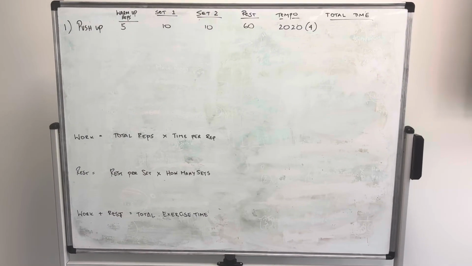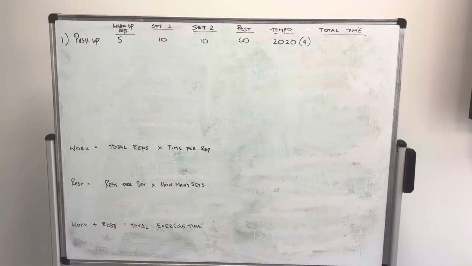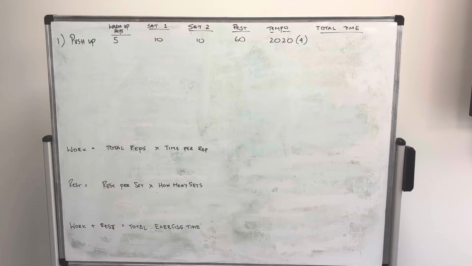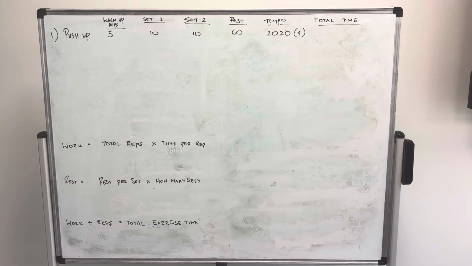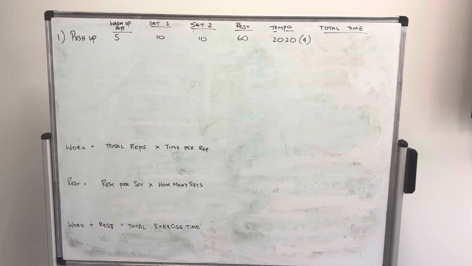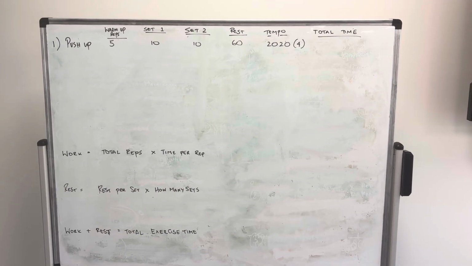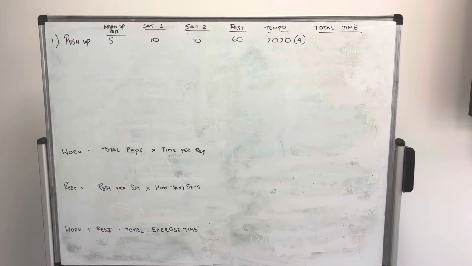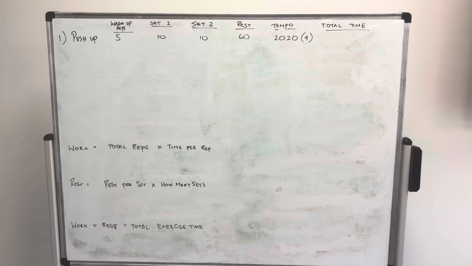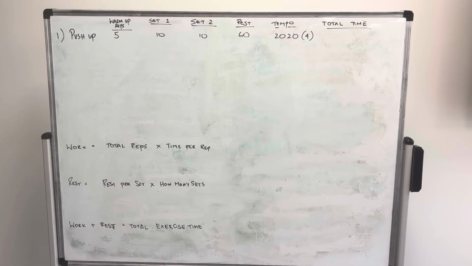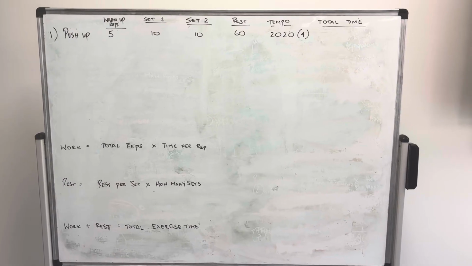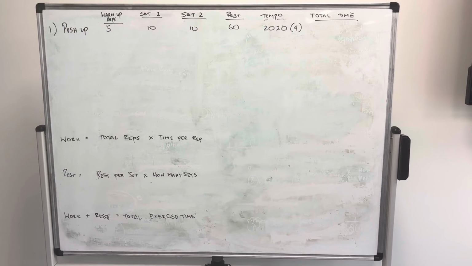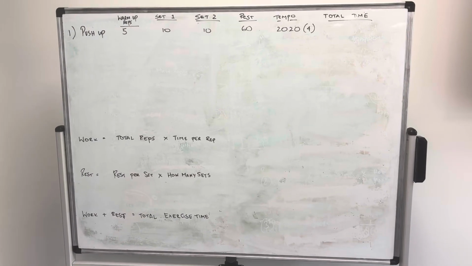So I've just done a generic example here for exercise calculations. Looking at the exercise we have here, it is a push-up. We have 5 warm-up reps. We have 2 sets of 10 repetitions with 60 seconds rest and a tempo of 2020. So when calculating the exercise time, there are 3 steps.